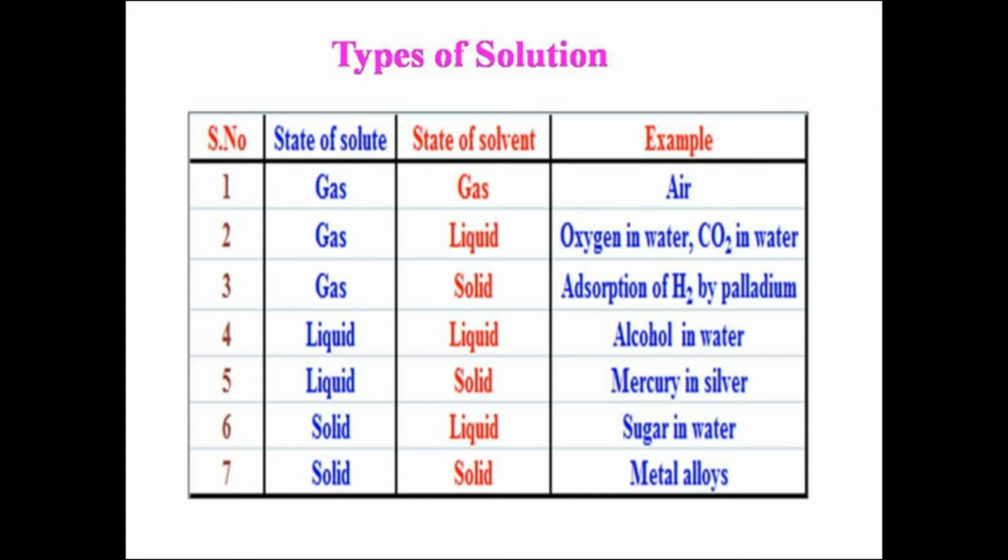Solute liquid and solvent also liquid, example, alcohol in water. The state of the solute, liquid, and the solvent solid, the example is mercury in silver. Similarly, solute solid and solvent liquid, sugar in water, solid and solid, metals and alloys.